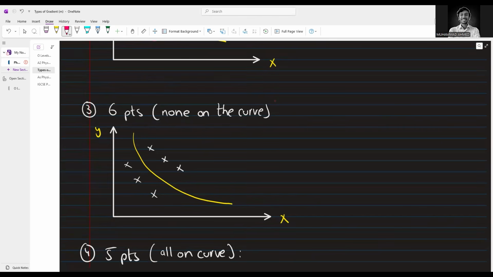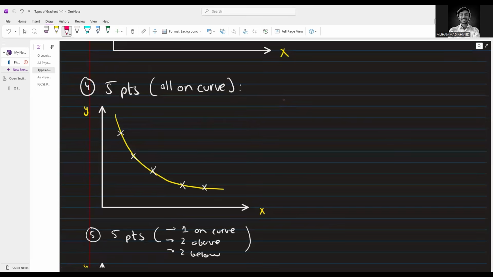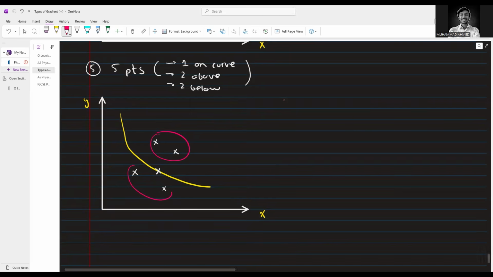However, if you have 6 points और 6 पॉइंट्स में से कोई भी कर्व पे लाई नहीं कर रहा, तो आप क्या करोगे? 3 पॉइंट्स को above the curve, 3 पॉइंट्स को below the curve. This is your best fit curve. नाउ लेट्स से यू हैव अ कर्व जिसमें 5 के 5 पॉइंट्स कर्व पे लाई करते हैं, कनेक्ट दो 5 पॉइंट्स with the curve. Let's say you have a curve जिसमें only 1 point is on the curve, 2 points above the curve, 2 points below the curve. This is also your best fit curve.